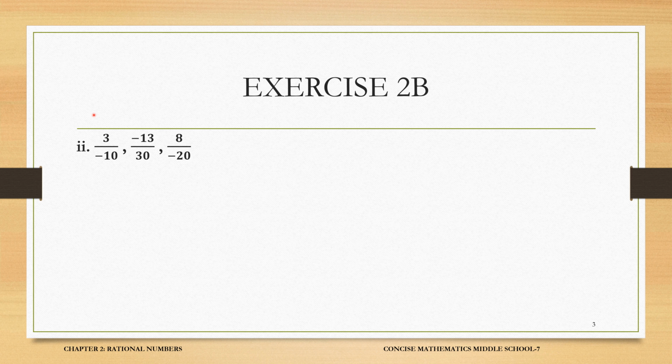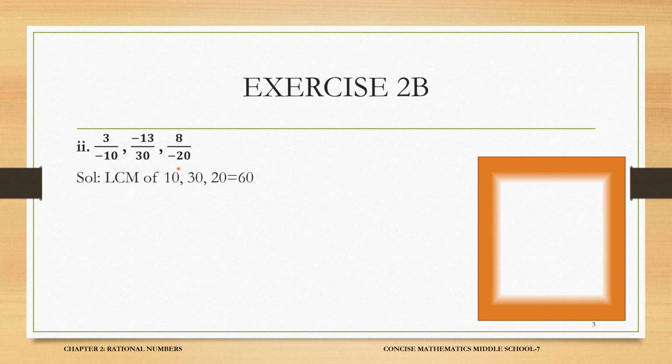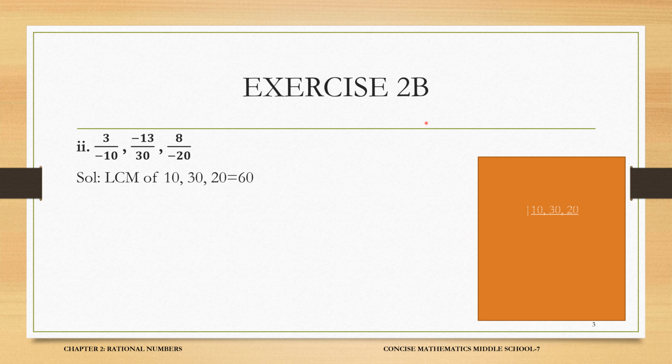Even here the denominators are different. So our first thing is to make the denominators equal. For that, just take the LCM of 10, 30 and 20. In a rough work, you can use this kind of LCM method for finding the LCM. 10, 30 and 20. It is divisible by 2, right? So 2 5s are 10, 2 15s are 30, 2 10s are 20, right?